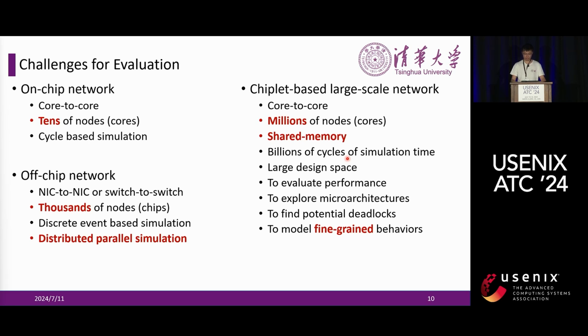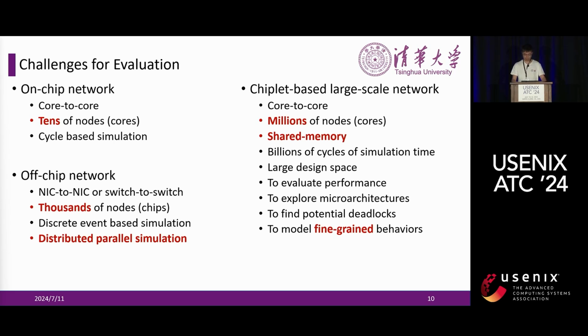So the difference brings challenges for evaluation. Traditionally, the on-chip network usually has no more than hundreds of nodes, which can be easily evaluated even with cycle accuracy. Also, the off-chip network, which is the NIC-to-NIC network or switch-to-switch network, usually has no more than a few thousand nodes. Since the network and the workloads are both distributed, we can also adopt a distributed parallel simulation.